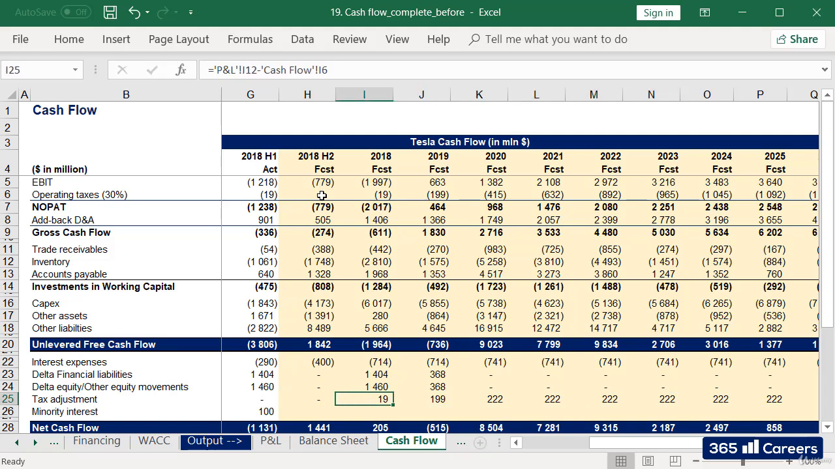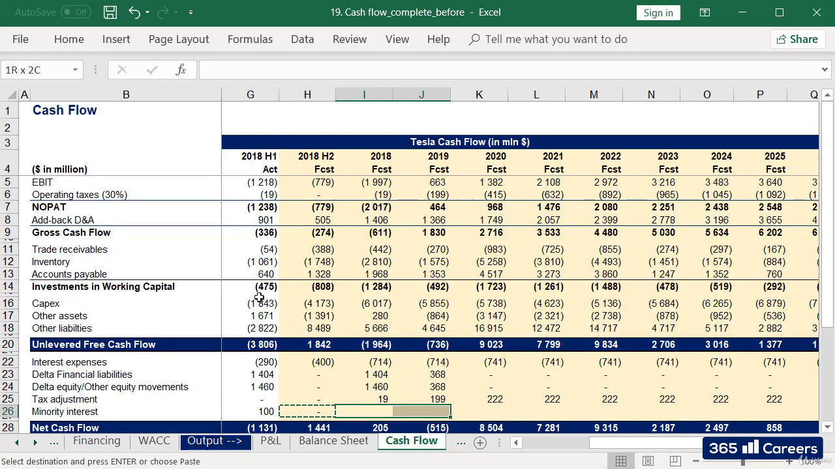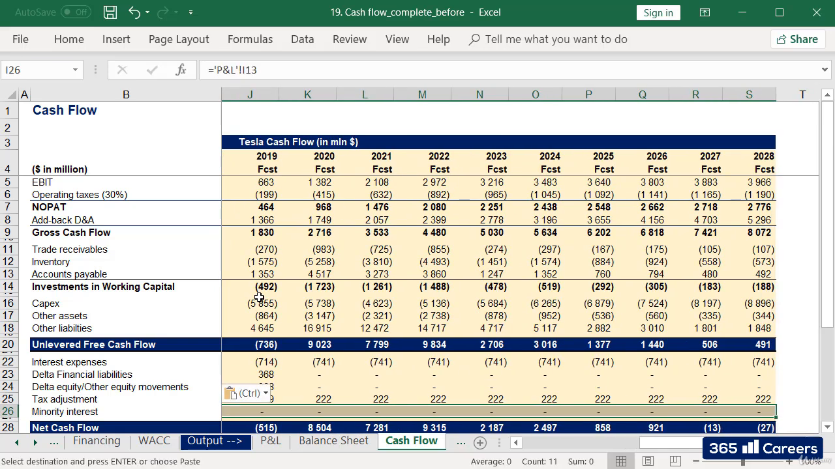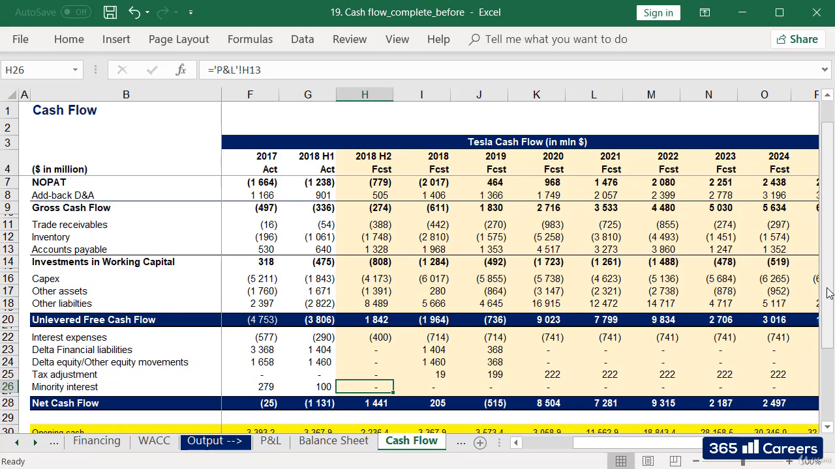And finally, in this case, we must also add minority interests from the P&L. Hopefully, all of this closes the gap between unlevered and net cash flow. In our next lesson, we'll fill in cash in the balance sheet, which will complete the three-statement model we created.